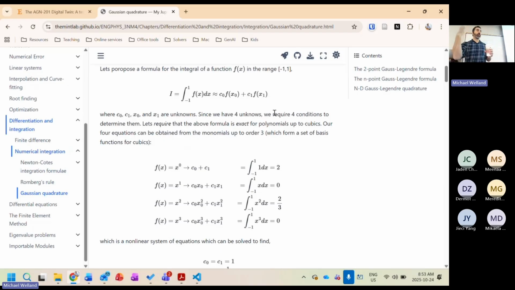And now we have 4 unknowns. We have our constants, c0, c1, x0, and x1. Since we have 4 unknowns, we need 4 pieces of information. Where do we get that? Let's require that this method will give us the exact answer for up to cubic polynomials. We're just going to impose that. Okay? Now, we can use this framework.